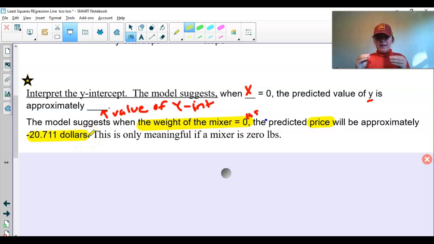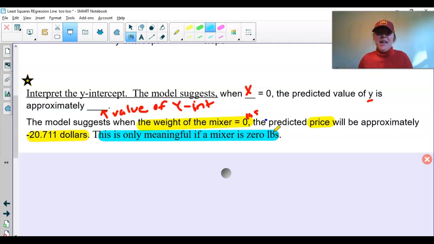Now, you'll notice there are sometimes in statistics, like this time, where it doesn't make sense in context. So then what we do is we add this second sentence here: this is only meaningful if a mixer is 0 pounds. There's another example where we look at the weight of babies, and the y-intercept is when x is equal to 0. Well, the weight of a baby is not going to be 0. That's not meaningful. It's just where regression begins, and that happens sometimes in statistics.